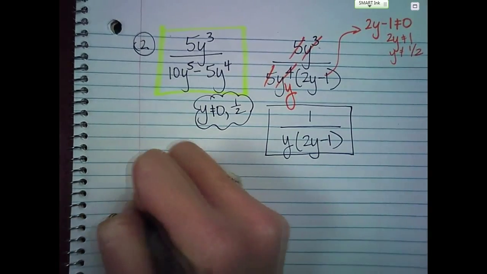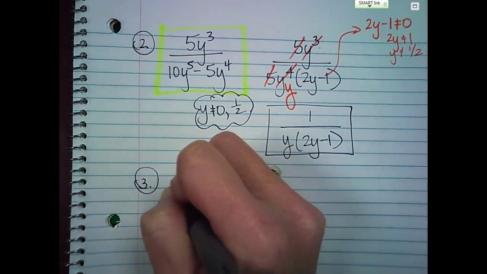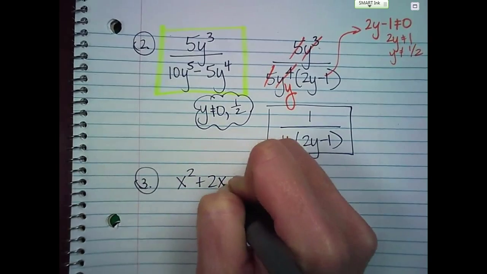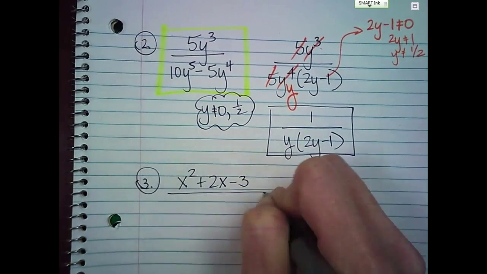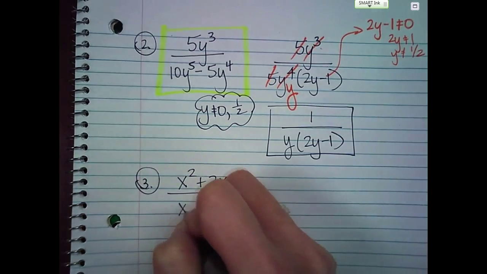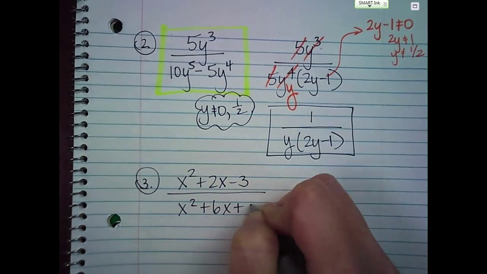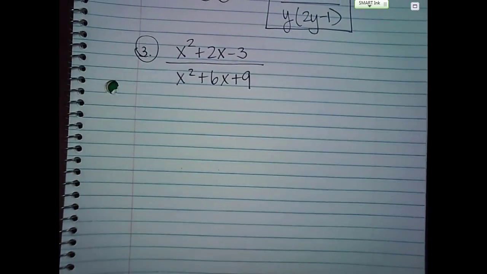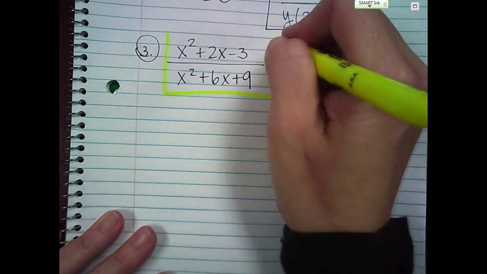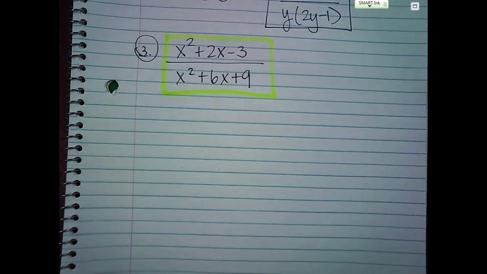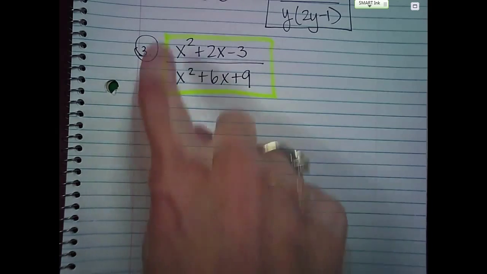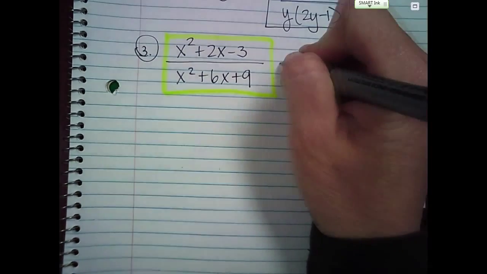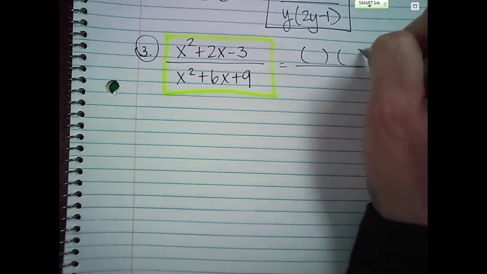Number 3: x squared plus 2x minus 3 over x squared plus 6x plus 9. Both of those are trinomials. You want to factor first and then find your zeros and then cancel. These are easy to factor because they don't have a leading coefficient, right? So automatically I know that my answer is just 2 sets of binomials.